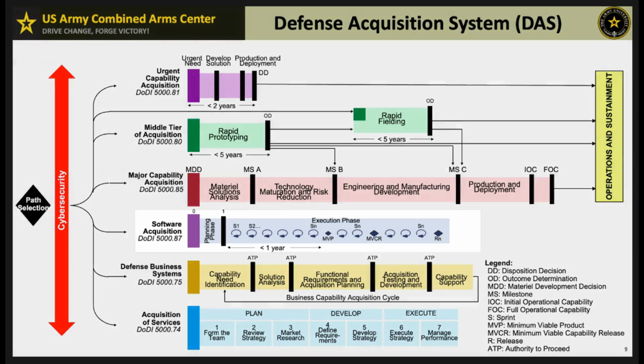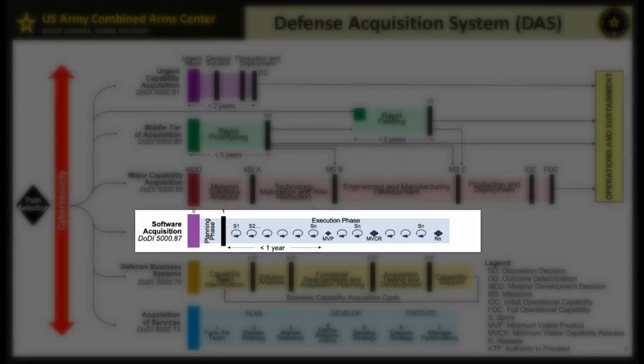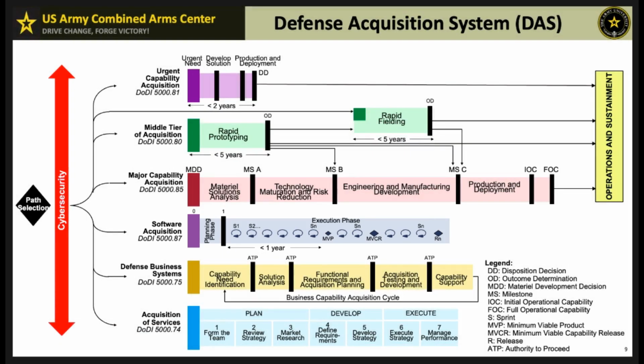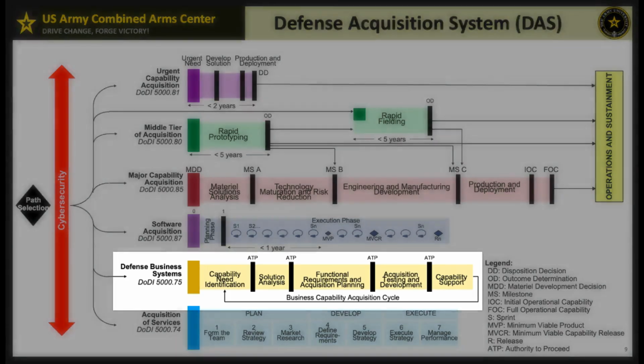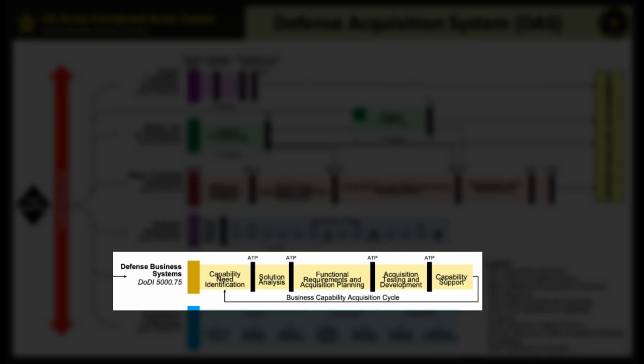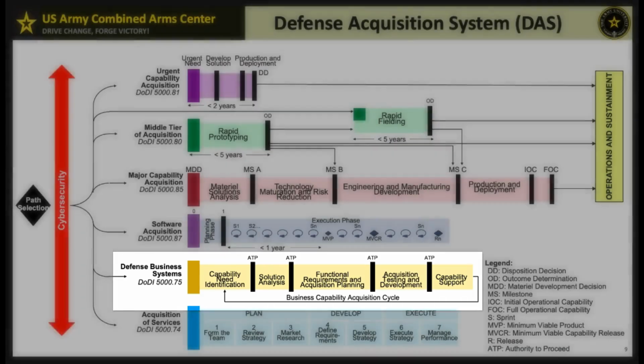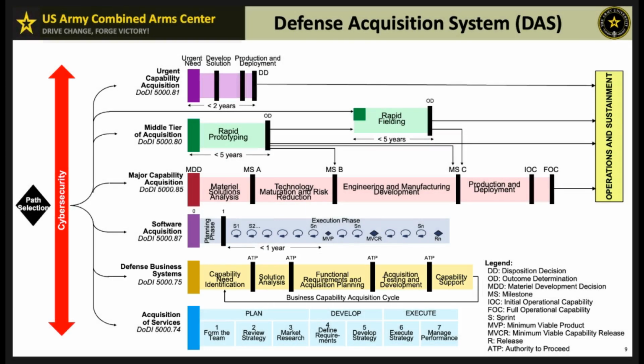Software Acquisition. This pathway is tailored for acquiring custom software for the DoD, bypassing the JSIDS process. Programs must demonstrate software capability within 1 year of funding. Defense Business Systems. This pathway aligns DoD business system acquisitions with commercial and government best practices, minimizing customization of commercial products.